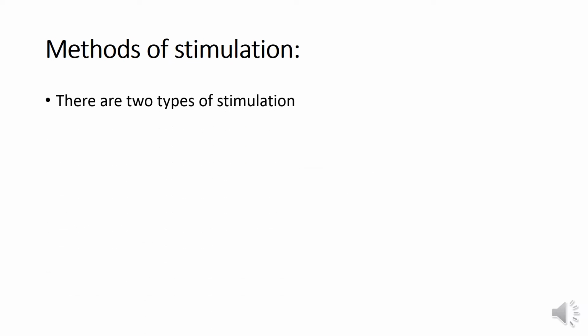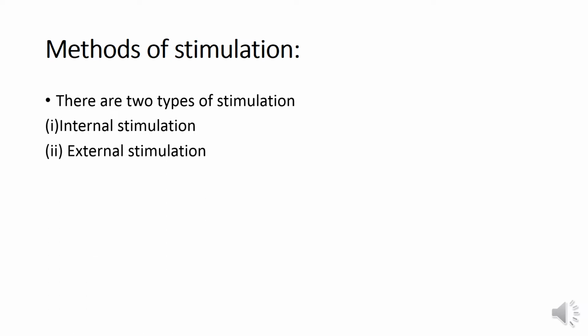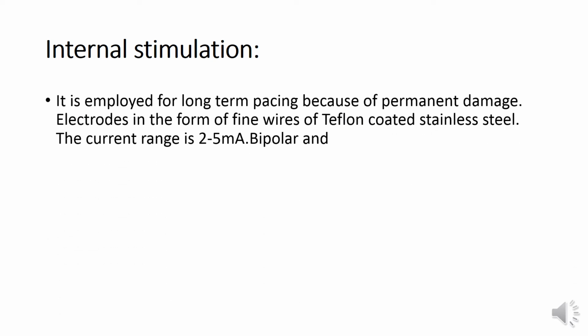What are the methods of simulation we have? There are two types of simulation: one is the internal simulation, and the other is the external simulation. First we are going to see the internal simulation. In this method, for long-term pacing, because of permanent damage, the electrodes are made of fine wires of Teflon coated with stainless steel. The current range will be 2 to 5 milliampere.